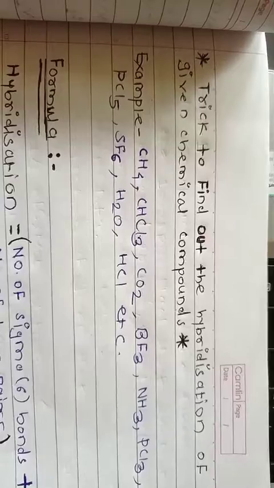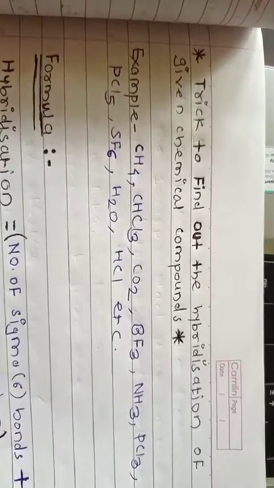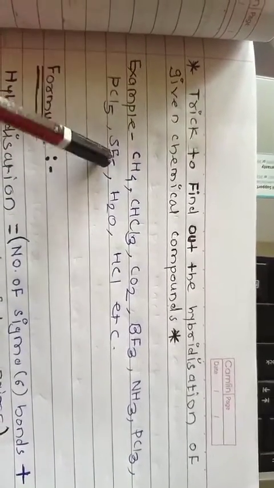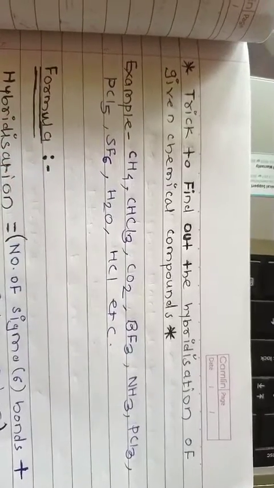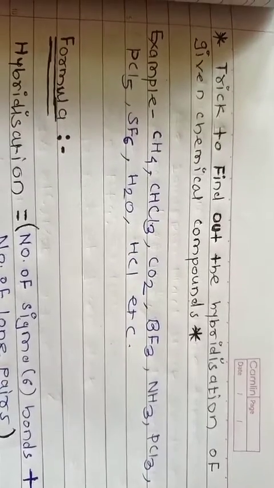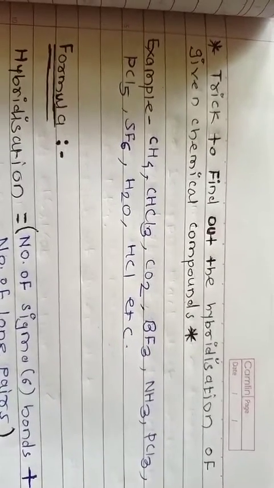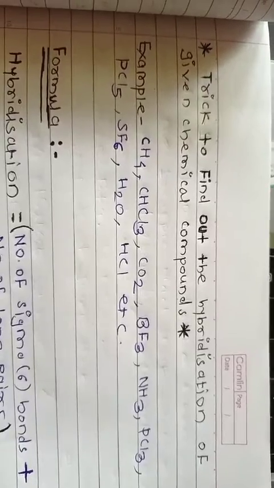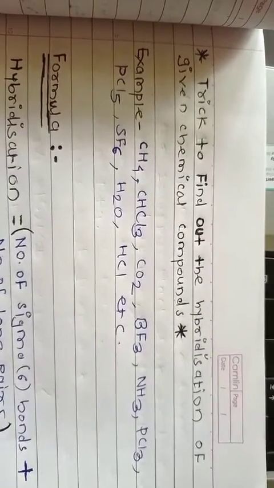On this topic, that is hybridization, various questions are asked to find out the hybridization of a particular atom in given compounds. So before moving to the main topic, let's understand the basic concepts related to today's topic. So, a trick to find out the hybridization of an atom in given chemical compounds. In examples like methane, chloroform, carbon dioxide, trifluoroborane, ammonia, PCl3, phosphorus pentachloride, hexafluorosulfur, water, hydrochloric acid, we can find out the hybridization of the particular atoms.